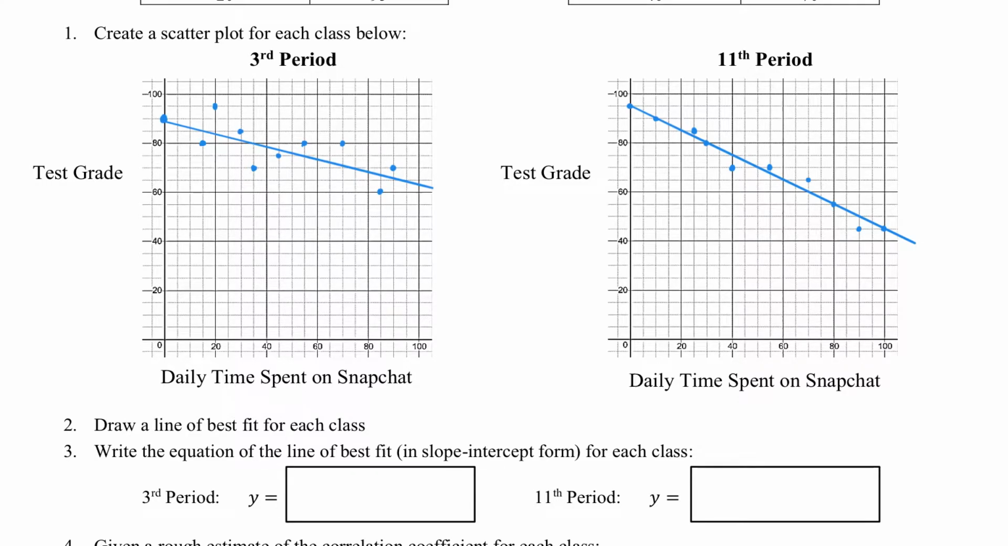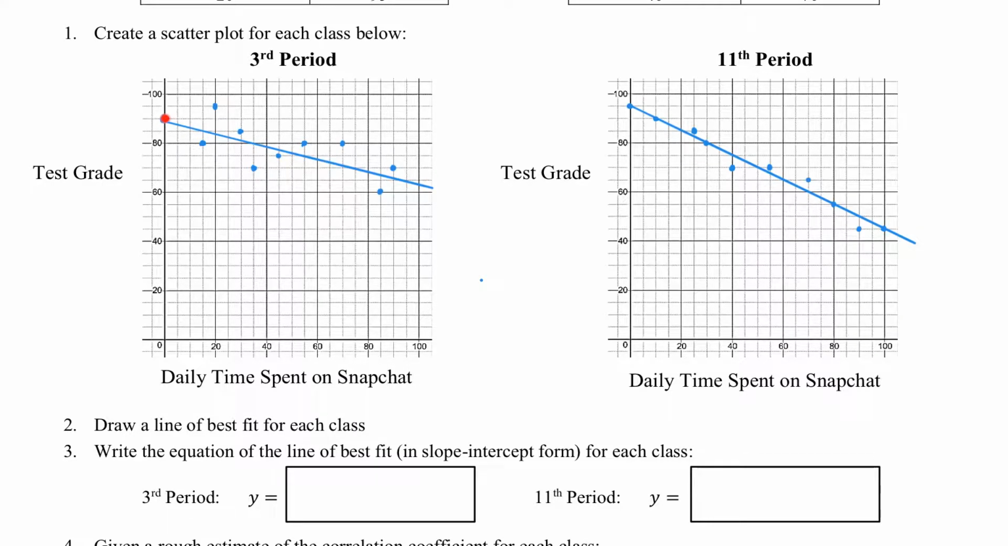All right, so I have already plotted the scatter plots for both classes and drawn the line of best fit, so we're going to pick up from there. First question: write the equation of the line of best fit for each class. I'm going to start with third period, and I'm going to write mine in slope-intercept form, so I need the slope and the y-intercept.